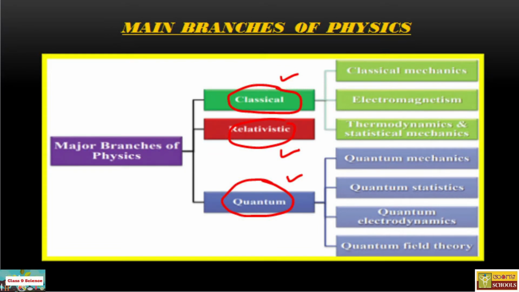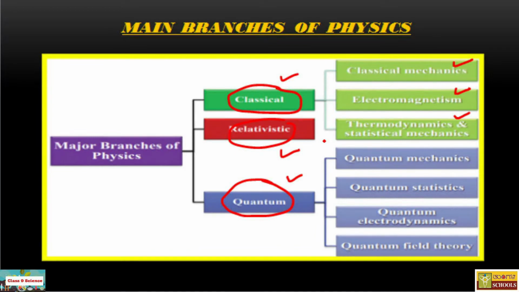Classical physics, again, is grouped into three, that is classical mechanics, electromagnetism and thermodynamics, and statistical mechanics. Classical mechanics, it is already there. You already began with the classical mechanics. It is often taken as Newtonian mechanics. And in the upcoming years, you are going to study electromagnetism, thermodynamics, and statistical mechanics at PU level.